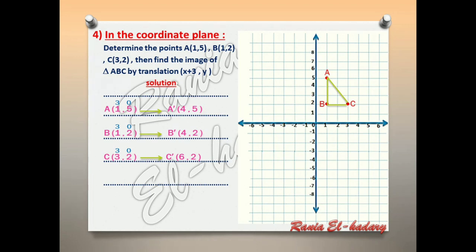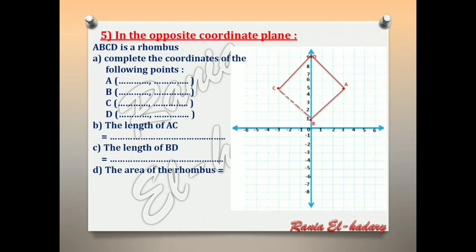The last step is drawing its image. A dash equals (4, 5). B dash equals (4, 2). C dash is (6, 2). Join A dash B dash, B dash C dash, A dash C dash to get the image of triangle A dash B dash C dash.